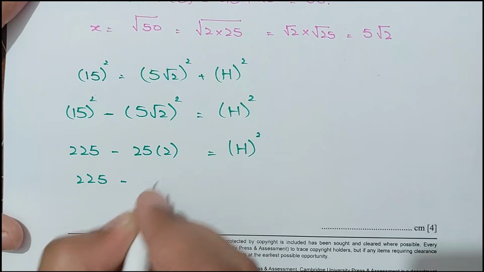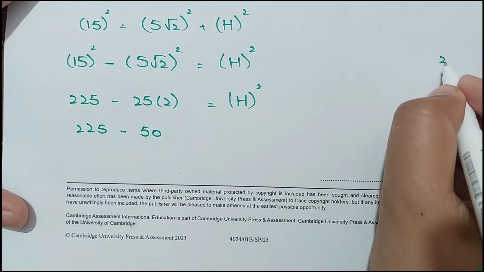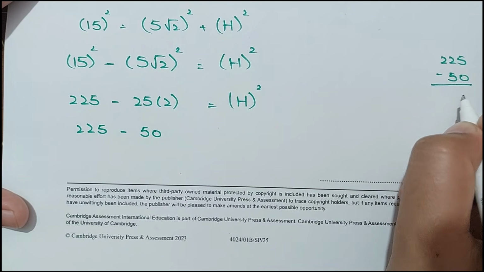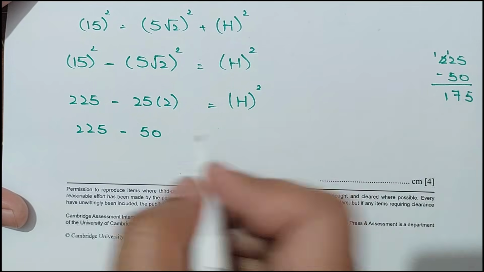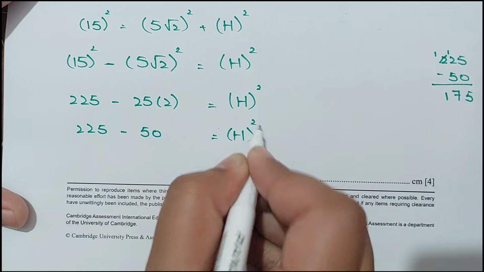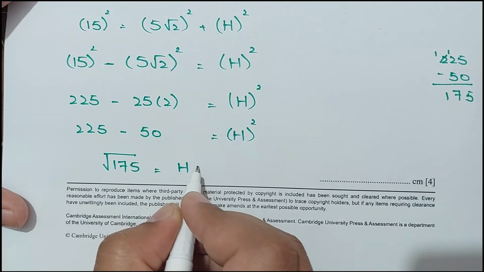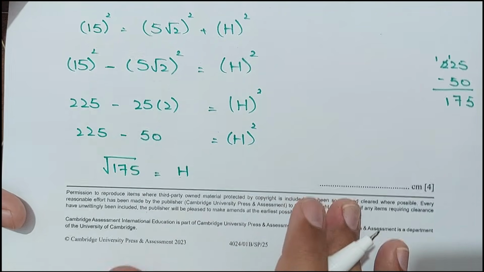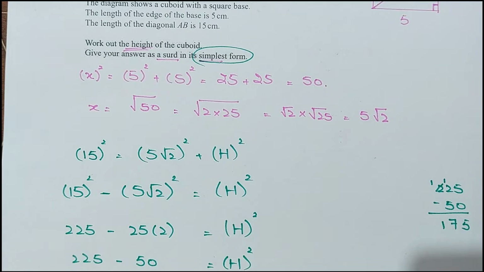225 minus 2 times 25 would be 50. Okay, now 225 take away 50. 5 take away 0 is 5. 12 take away 5 is 7 and 1. This is height square. So root 175, this would be the height of the cuboid in terms of surds. You can keep this as it is, or no, we cannot keep it because this said you have to find the answer in simplest form. So root 175, we have to solve it.